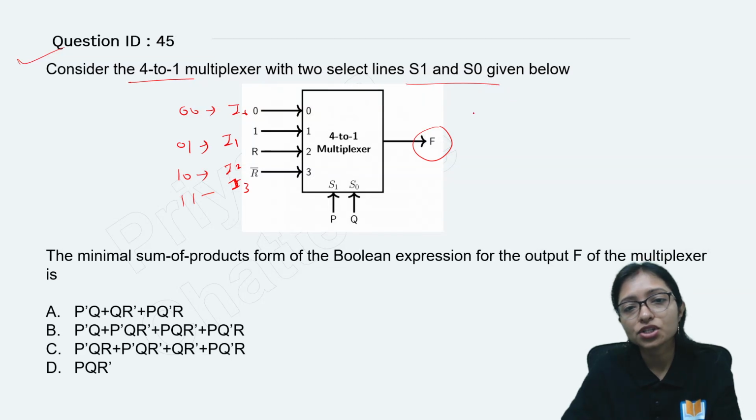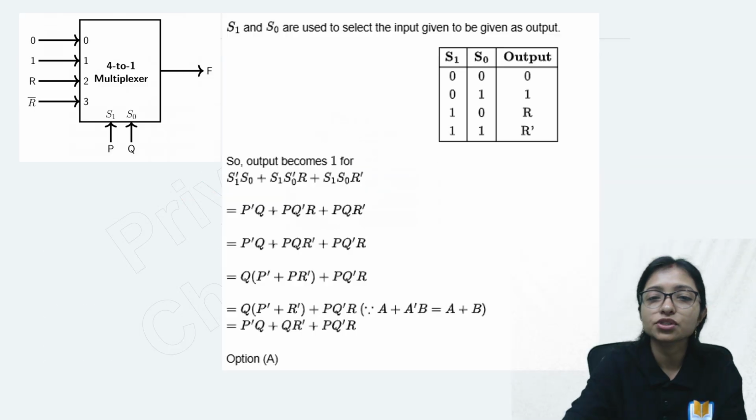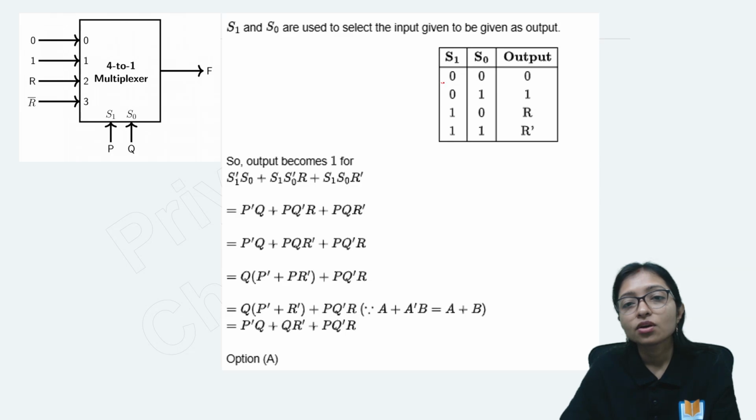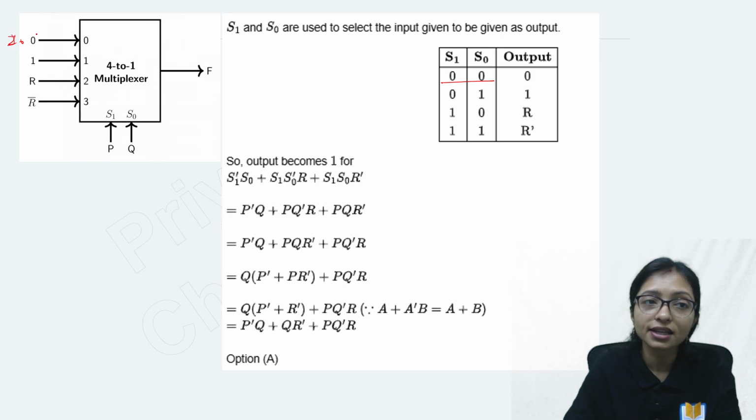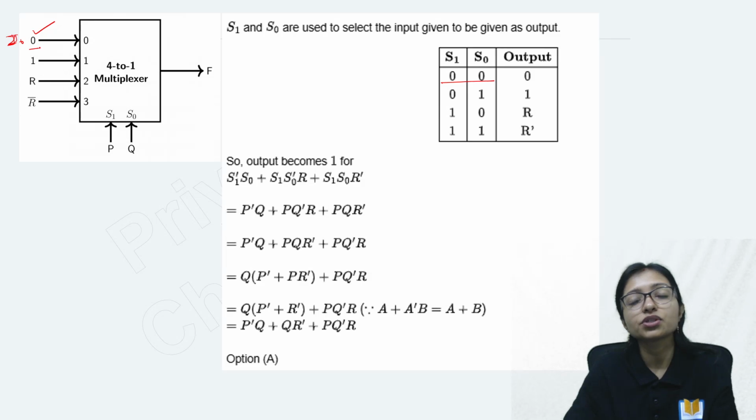What equation am I getting here? Whenever I get 0 0, my input I0 is directly given as 0, so when the select lines are 0 0, I get output 0. When it is 0 1, I will select I1, which is directly given as 1, so it is 1.